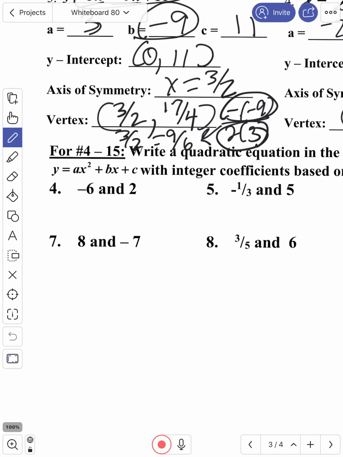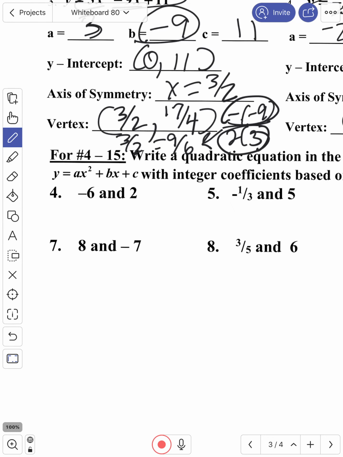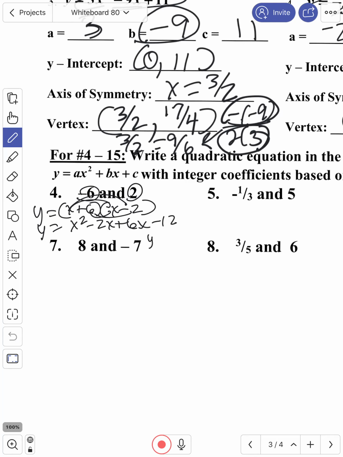On this one, the only ones you're responsible for are 4 and 7. So to write it back into standard form from root form, you would say x minus negative 6, x plus 6, and x minus 2. That'll give me y equals x squared minus 2x plus 6x minus 12. So the final answer here is y equals x squared plus 4x minus 12.